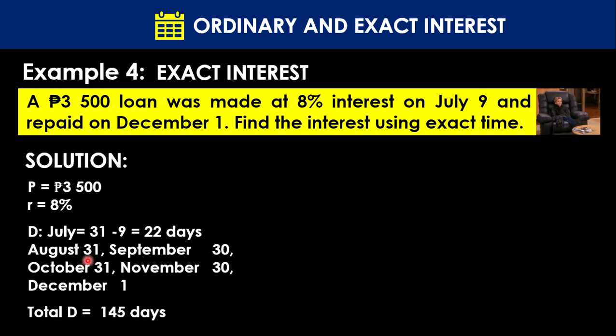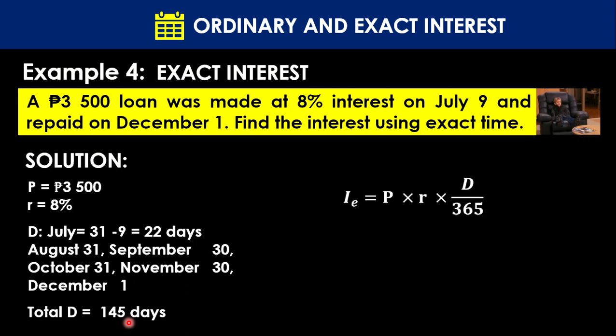Then on August, we have 31 days. On September, 30 days. October, 31 days. November, 30 days. And on December, we have 1 day. If we add that, 22 days plus 31 plus 30 plus 31 plus 30 plus 1, the total is 145 days.